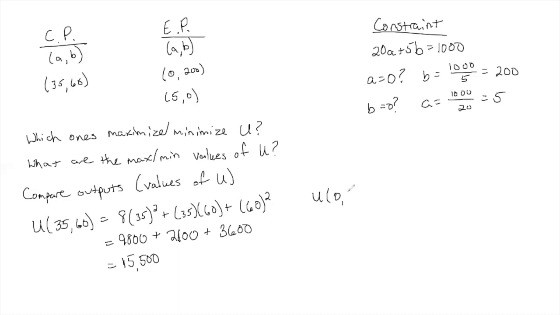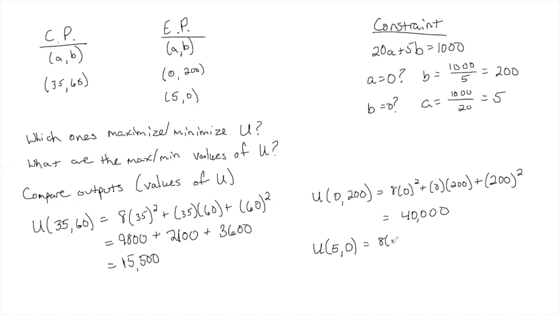Now let's do the endpoints, 0, 200. I get 8 times 0 squared plus 0 times 200 plus 200 squared. So that should give me just 4 with 4 zeros, or 40,000. And U of 5, 0 is 8 times 5 squared plus 5 times 0 plus 0 squared. So 5 squared is 25. 8 times 25 is 200.